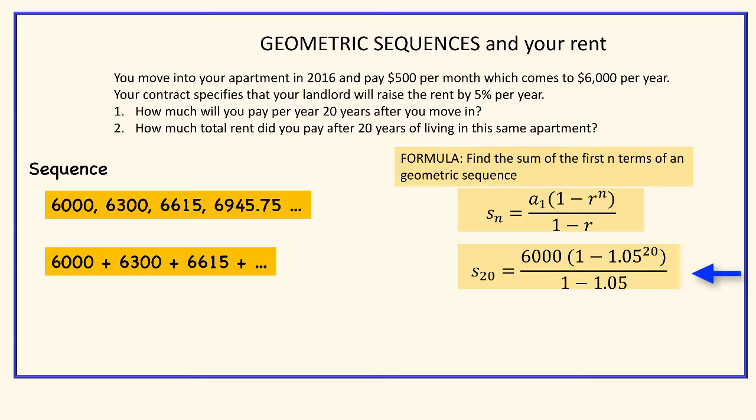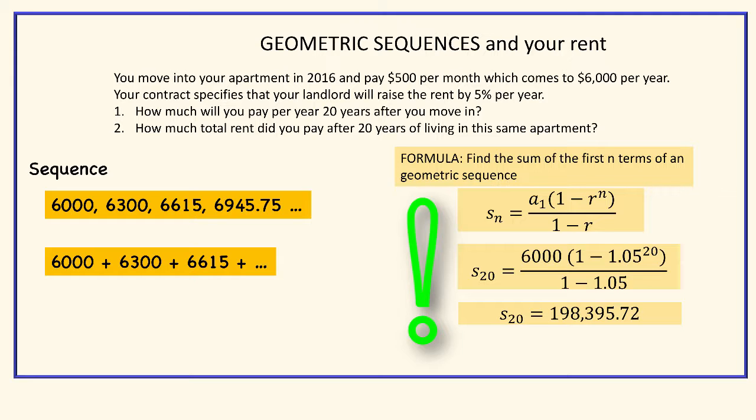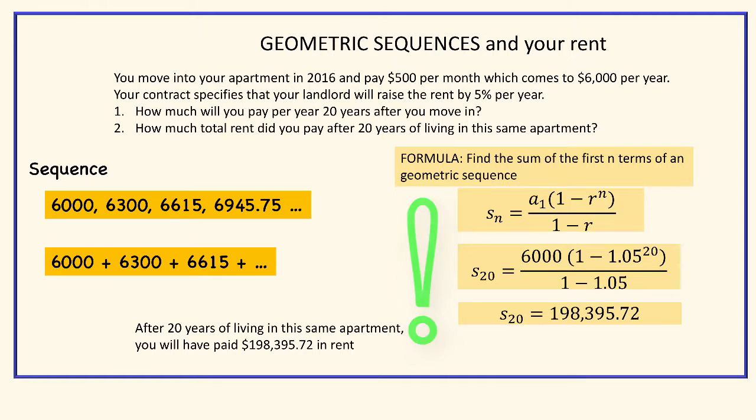So filling in the numbers for our problem, we have that if we add up the first 20 terms, S sub 20 is equal to 6,000, that's where we started, times 1 minus 1.05, remember 1.05 is our common ratio, raised to the 20th power because we're adding up 20 numbers, divide that all by 1 minus our common ratio of 1.05. Yikes. So plug that into your calculator and you come up with $198,395.72. So that is what you'll have paid after 20 years of living in the same apartment.